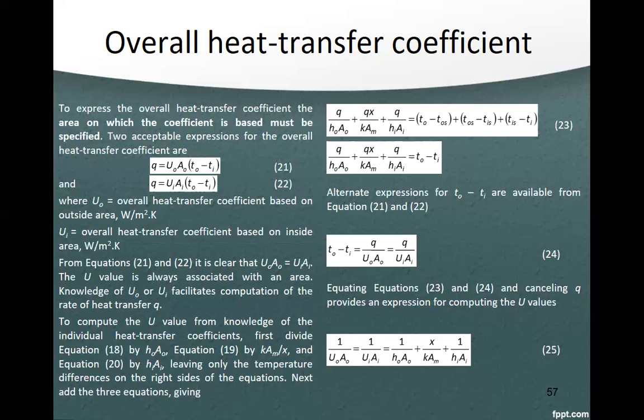So, equating equations 23 and 24, cancelling Q provides an expression for computing the U value. 1 over U_o A_o is equal to 1 over U_i A_i, is equal to 1 over h_o A_o, plus x over k A_m, plus 1 over h_i A_i.